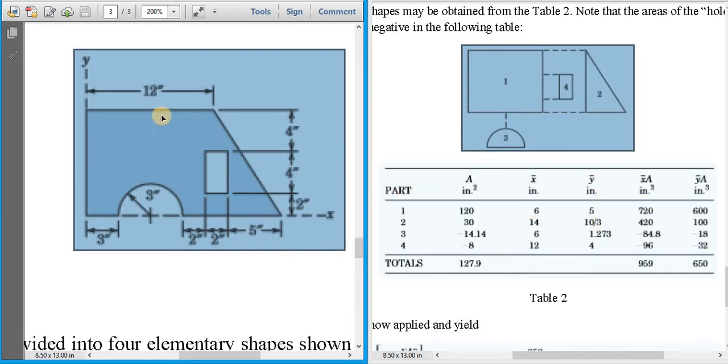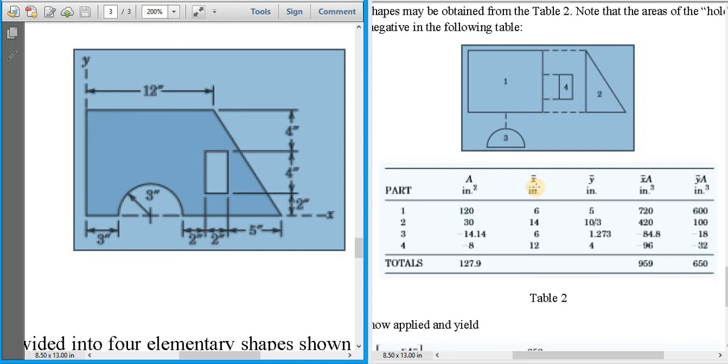Same goes sa y bar. Y bar, okay, itong 4 plus 4, 8, plus 2, 10. So, half ng 10, this one, half ng 10 is 5. Next, yung triangle, 4 plus 4 plus 2, di ba? 4 plus 4 plus 2 is 10. So, 10 over 3 is 10/3.